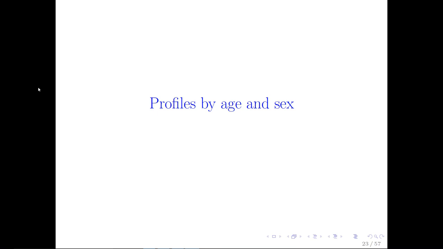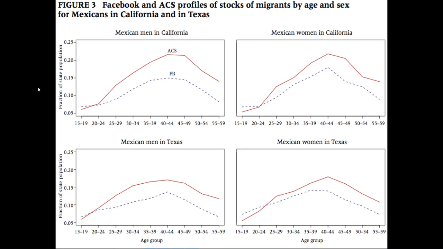So we thought perhaps there are biases related to different age groups, and so we looked at profiles by age and sex. Here is an illustrative example with Mexicans, men and women in California and Texas. This is an extreme example. We have the ACS, that's the red line, and then the dashed line is Facebook data for the fraction of people in the state. And we see that even though at an aggregate level things look fairly consistent, when we start disaggregating things, we see bigger biases.